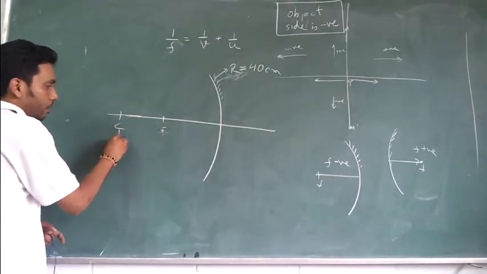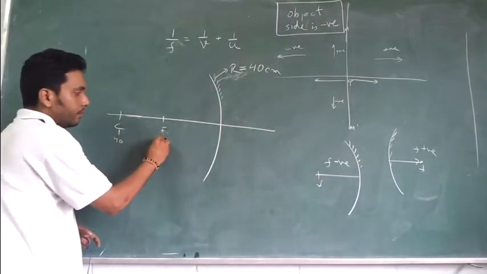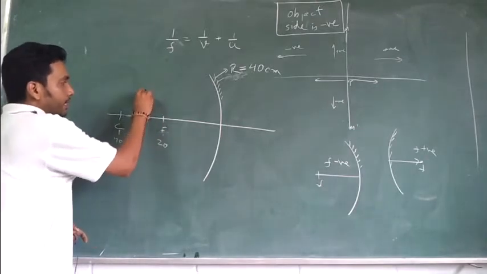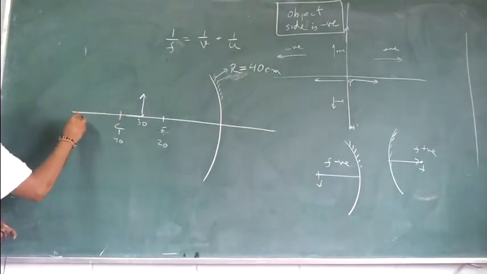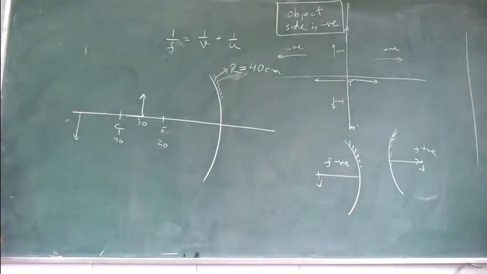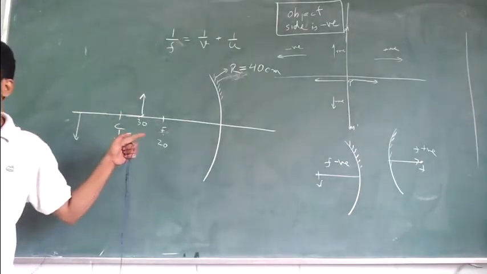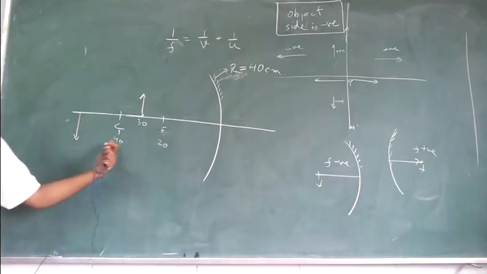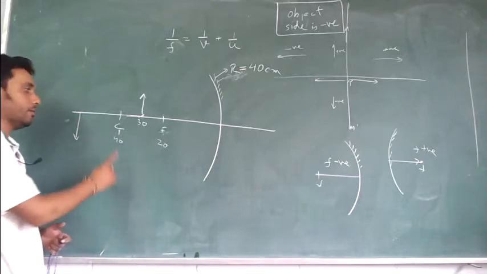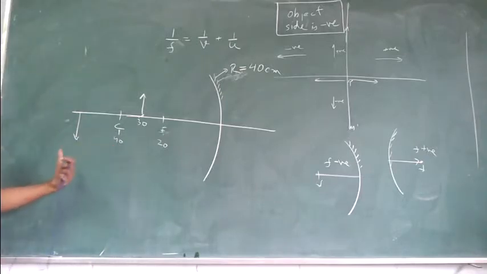C is at 40, F is at 20, object is at 30, and image will be formed somewhere over here. This you will find out. No ray diagram is required. You know this directly or not? Without a ray diagram also, you know that such a thing will happen. So this is required. Hence, in my mind, I am clear that it should be more than 40.